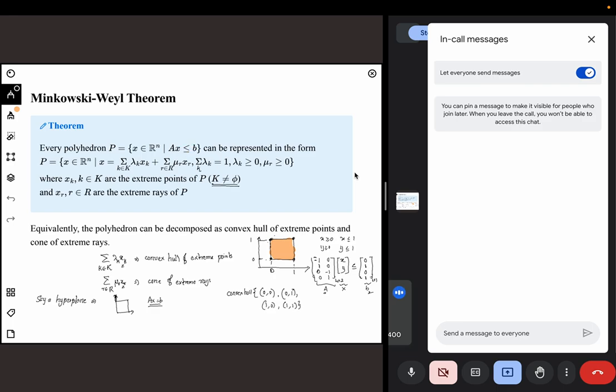So you can always express the same convex set, which is in the form Ax less than or equal to b, or intersection of half spaces, in terms of extreme points and extreme rays. If you list down the extreme points and extreme rays, then make a cone out of the extreme rays and make a convex hull out of the extreme points, then that enclosed region will be the same as Ax less than or equal to b. That is what the Minkowski-Weyl theorem is.